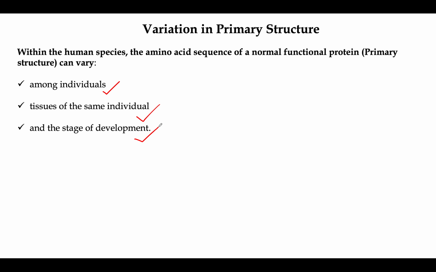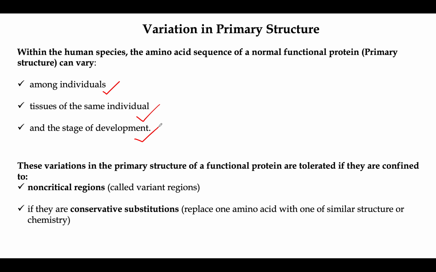and these changes can be classified into three: variation among individuals, variation in the primary structure of the protein in the tissues of the same individual, and variation in the primary structure of the protein at different stages of development. Now the question comes, okay, I am observing variation, but are these variations tolerated? Because if you change the primary structure of the protein, the function of the protein may also change. Now, in a protein, there are certain regions called non-critical regions. That means if I change the amino acid sequence in these regions, the function of the protein is not altered.